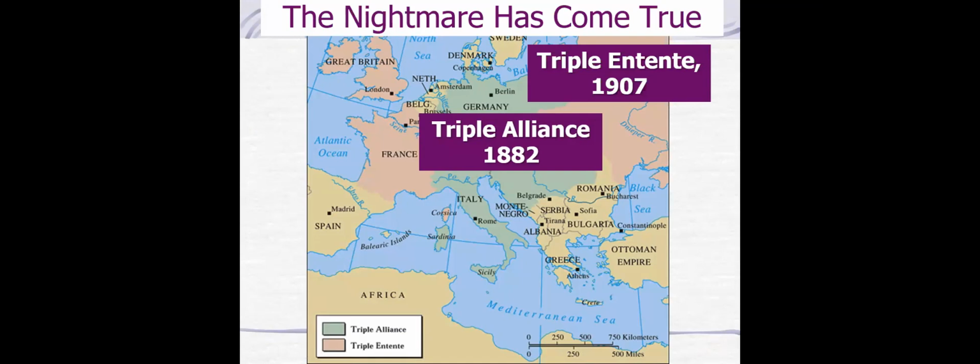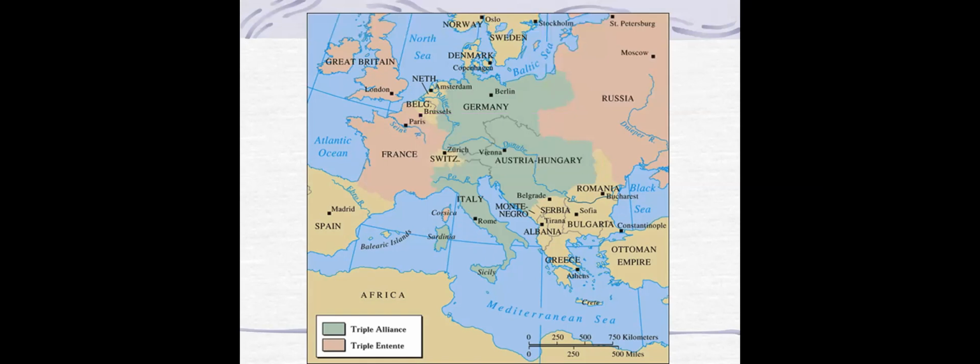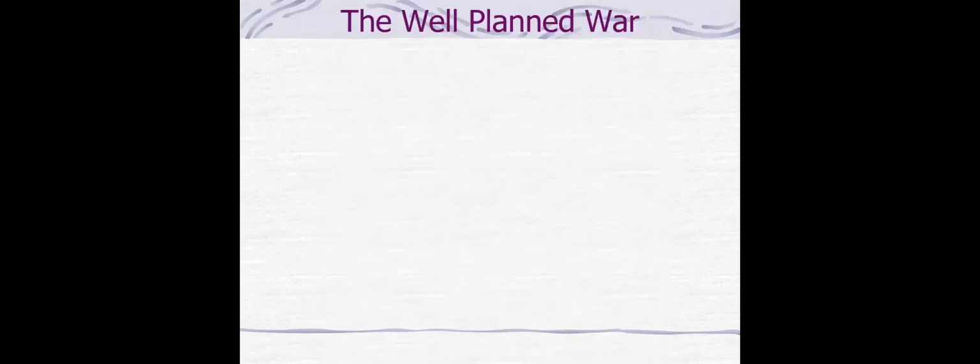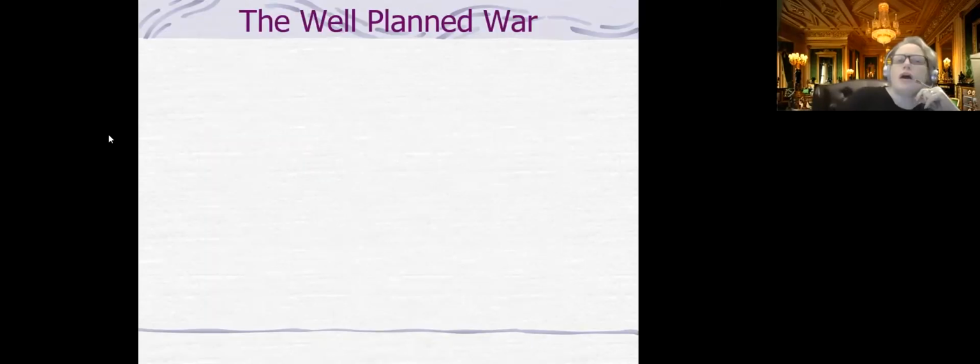Now, these sides don't completely align with what's going to be the sides in the First World War, but they're awful close. The only one that switches is Italy. And Germany is surrounded. The only place she has allies is to the south. Now, what that's going to mean is that all of these countries who now have all these alliances and who are all talking about peace and having peace conferences are also going to be planning for war.